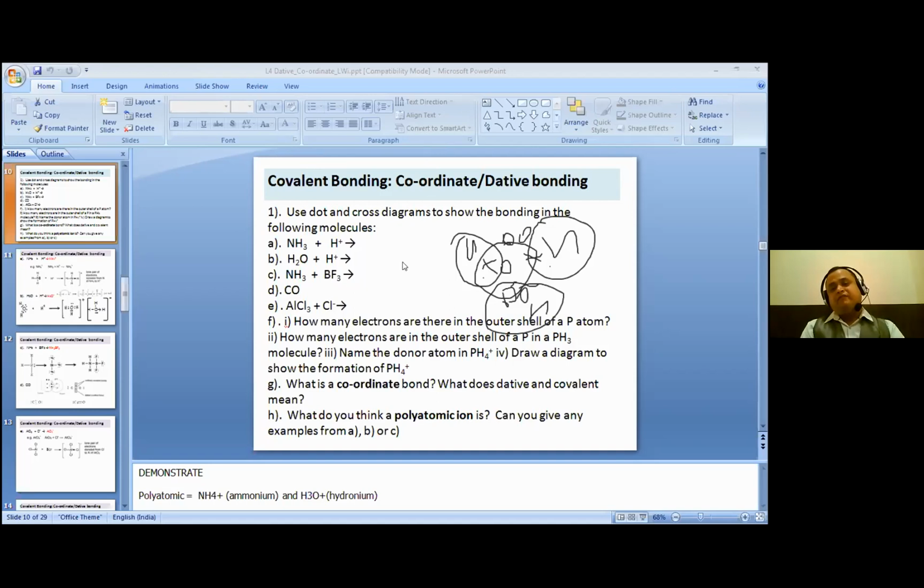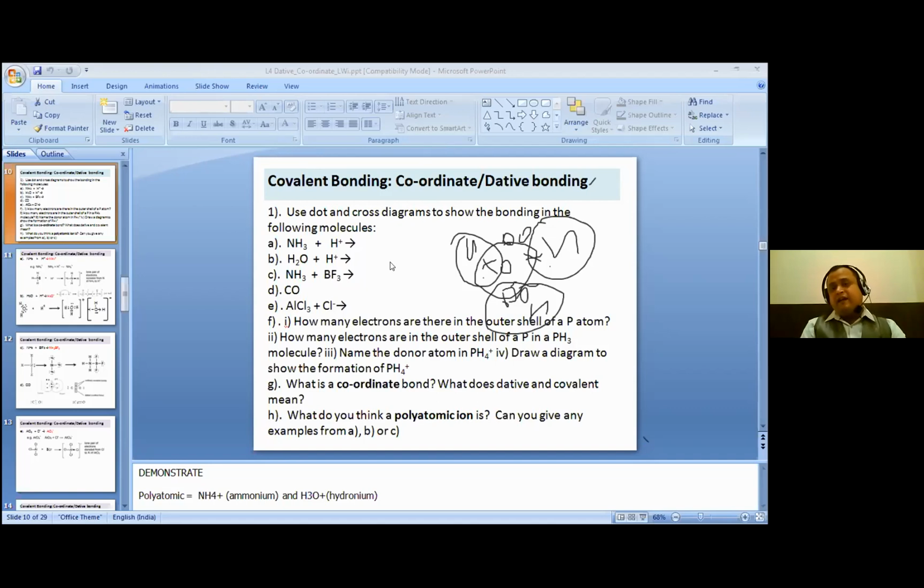And what should be the third one, the bonding between NH3 and BF3? Very simple: the structure of NH3 has a lone pair on the nitrogen atom. In the case of BF3, what is the atomic number of boron? It is 5, so there are 3 electrons in the outermost shell.